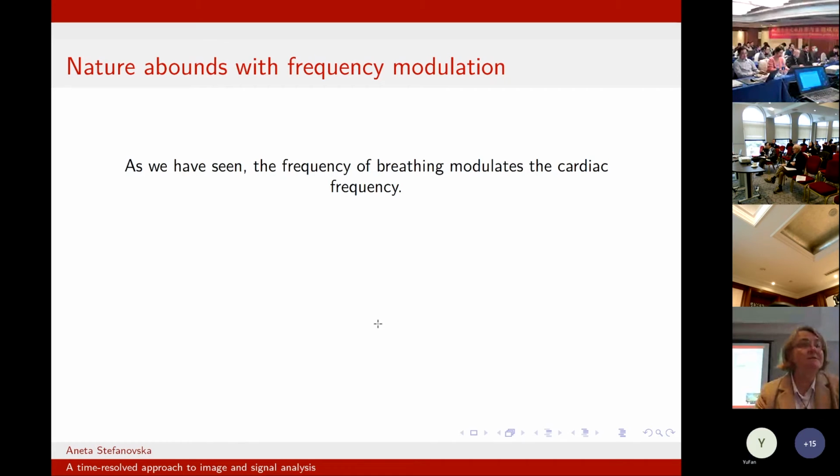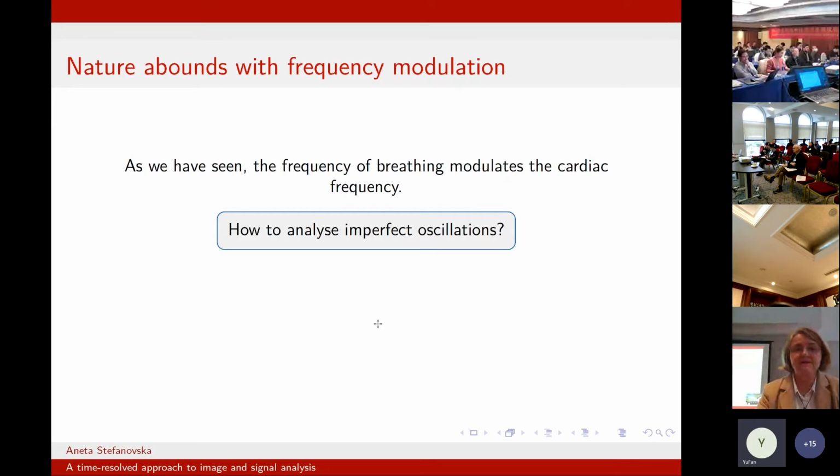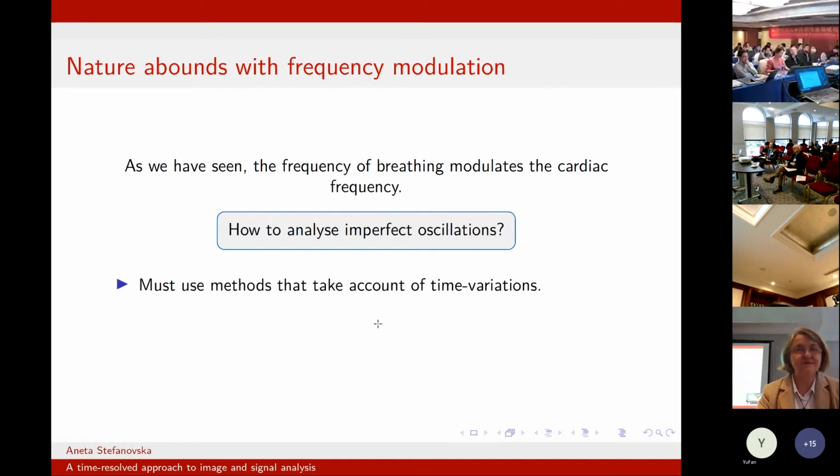I showed you that respiration modulates the frequency of the heartbeat. There are all sorts of other physiological processes that are in this relationship if you do the analysis. So we have to ask our question, and we need tools to analyze imperfect oscillations. So far, most of the cases with imperfect oscillations would end up in the basket of random dynamics, because I'll show you in a moment how the Fourier transform, for example, immediately classifies them as noise and so on.